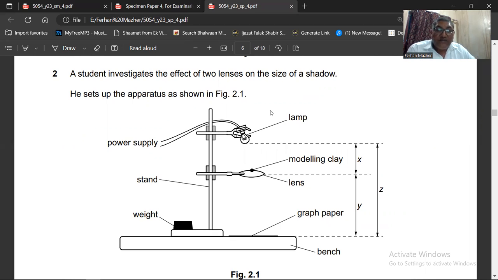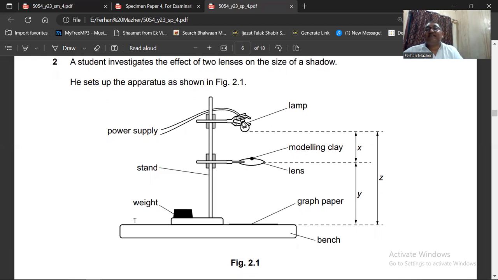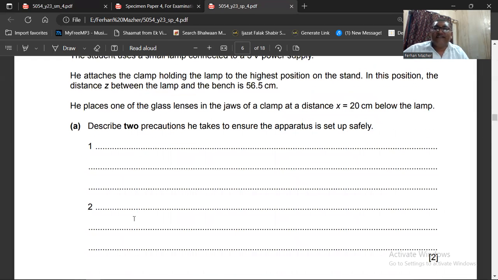This is one precaution. The other precaution is, can you see this whole thing? The weight, the lens is on the right side of this stand, and this lamp is also on the right side. So you have to put a counterweight here on the left side of the base of the stand, so that due to the weight of these two, the stand might not topple to the right. To avoid this, you put a counterweight on the left side of the base so that the stand does not topple during the experiment. So these are the two precautions.